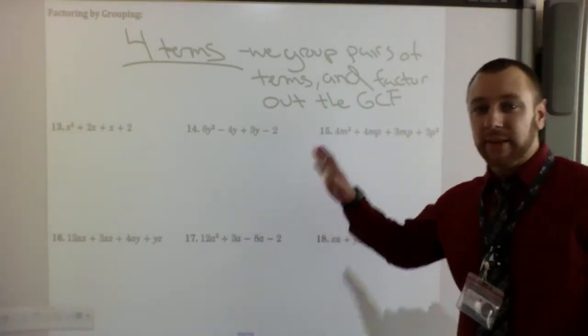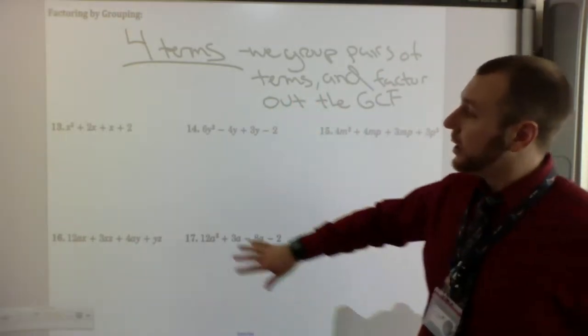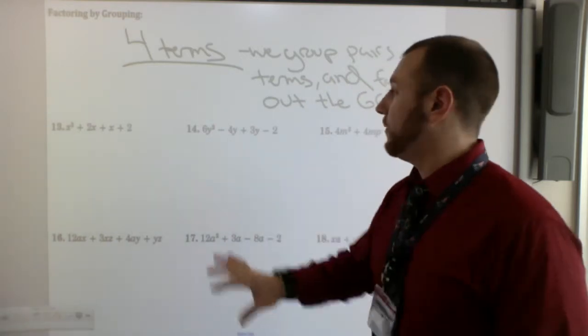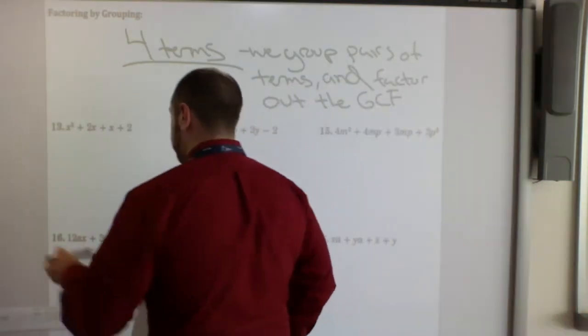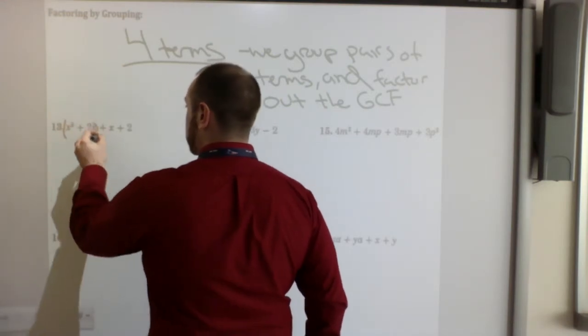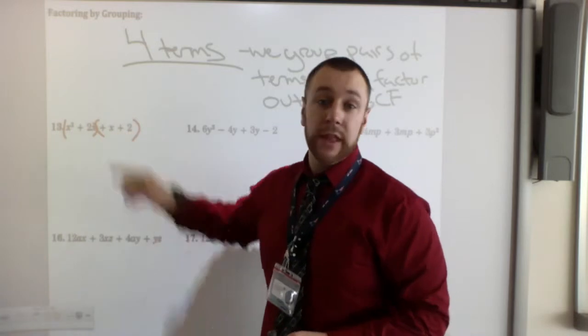So this only happens when we have 4 terms or an even number of terms. In this case, all of these have 4 terms. What we do is we group the terms together. So we group the first 2 and the second 2. Now we take the signs with them.